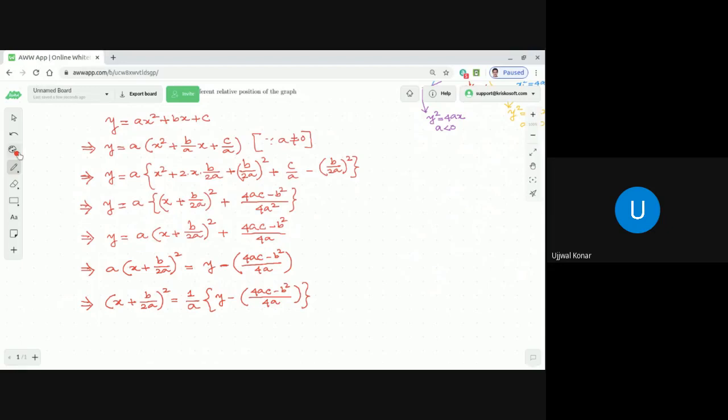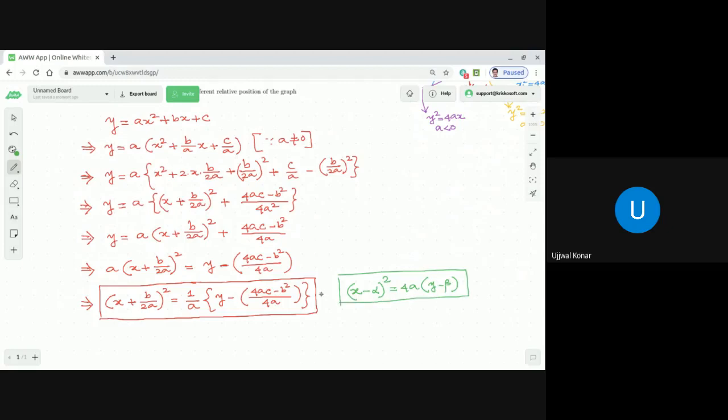Now this is our prime point of representation, and if you look into it, dear students, this actually represents the curve we discussed a few minutes back. If I write the equation of the curve, what was that? (x minus alpha) whole square is equal to 4a into (y minus beta). Isn't it in this form, dear students? Where alpha is equal to minus b by 2a.